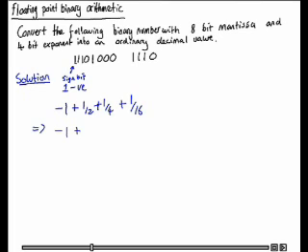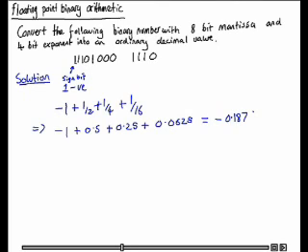Let's work out what that answer would give. So that's -1 plus 0.5 plus 0.25, and then finally add to that 0.0625. Okay, the final answer to all of that is minus 0.1875. Okay, let's stop that just there for a minute.